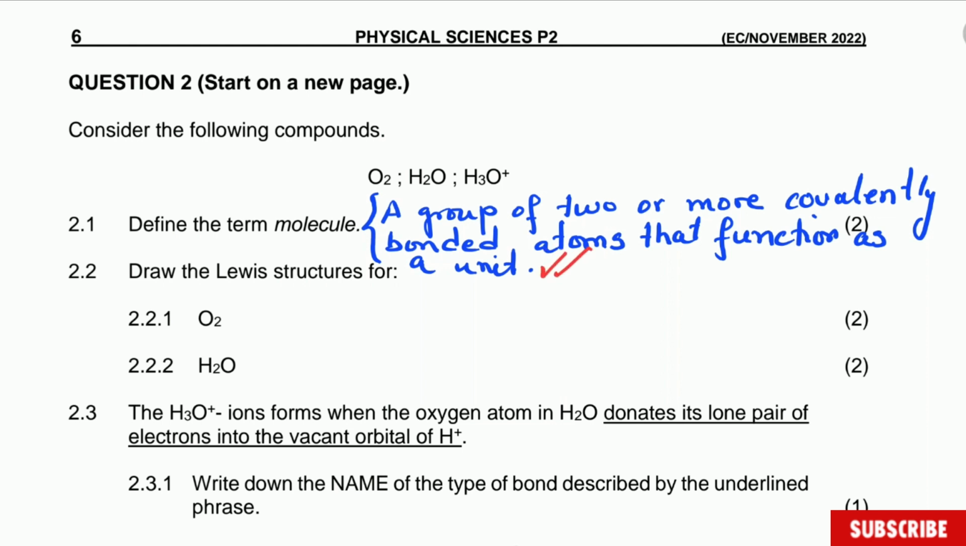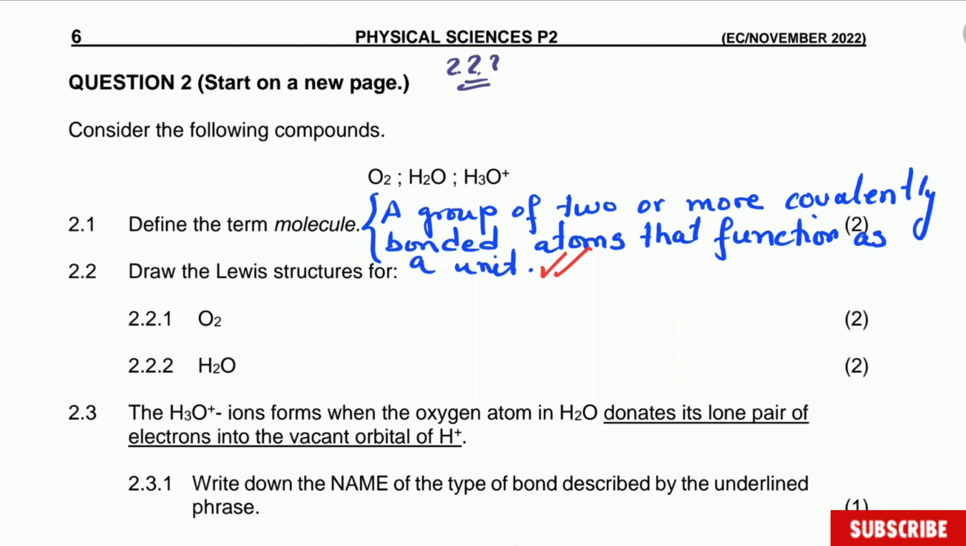There are 2 marks for that one, and as I said, it is applicable for both grade 10 as well as grade 11. Question 2.2: draw the Lewis dot diagram for O2 as well as for H2O. So let's do the O2 here on top.